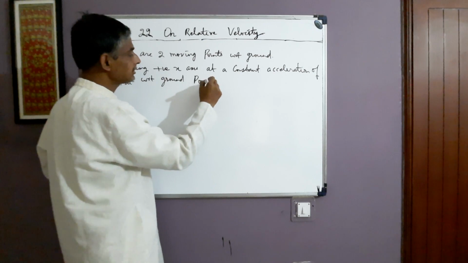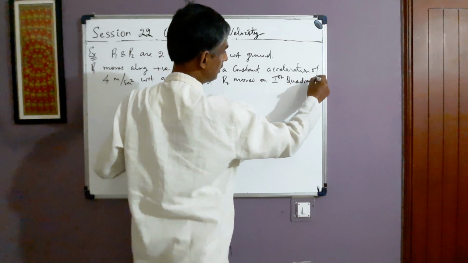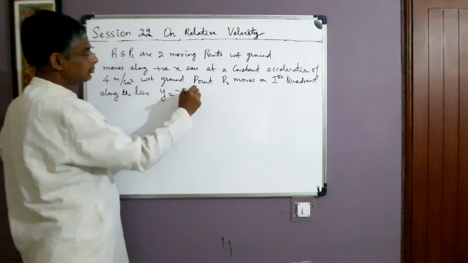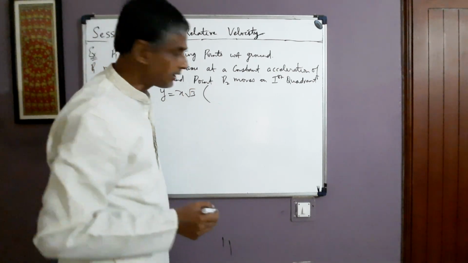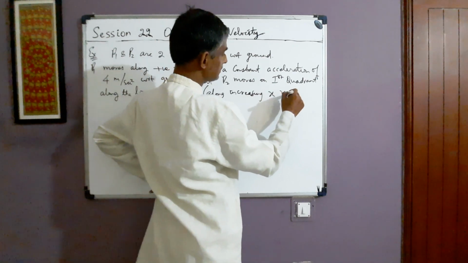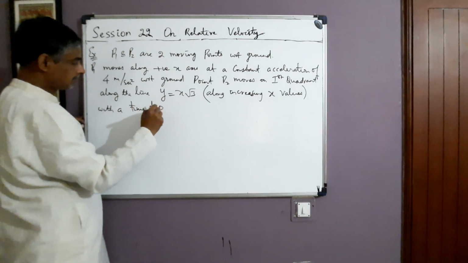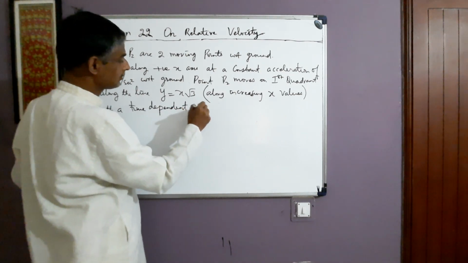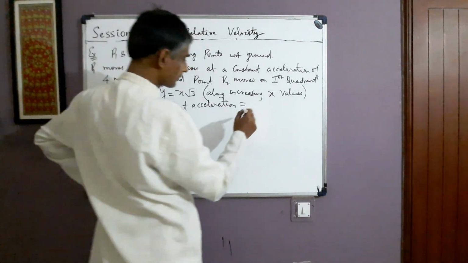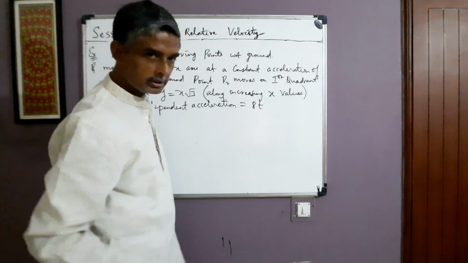Point P2 moves in the first quadrant along the line y equal to x root 3, along increasing x values, with a time dependent acceleration equal to 8t, where t denotes time. This acceleration is also with respect to ground.